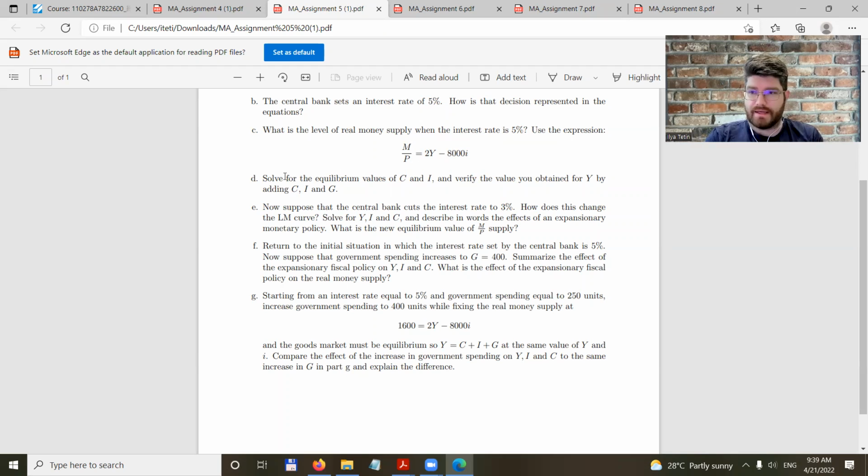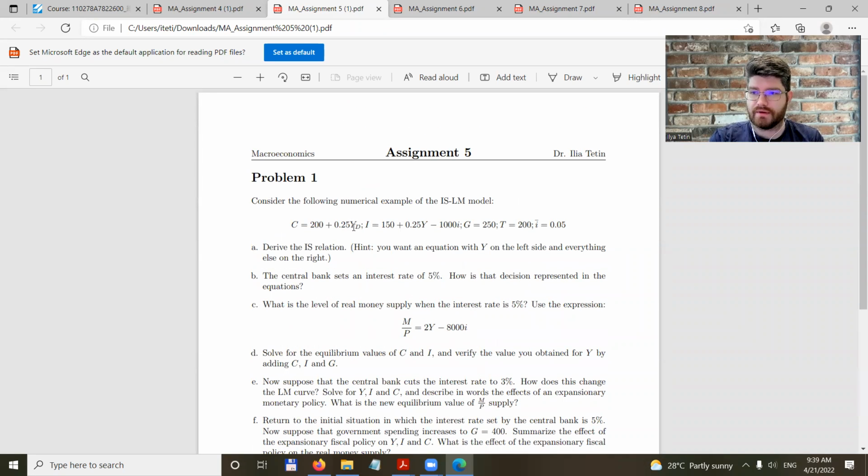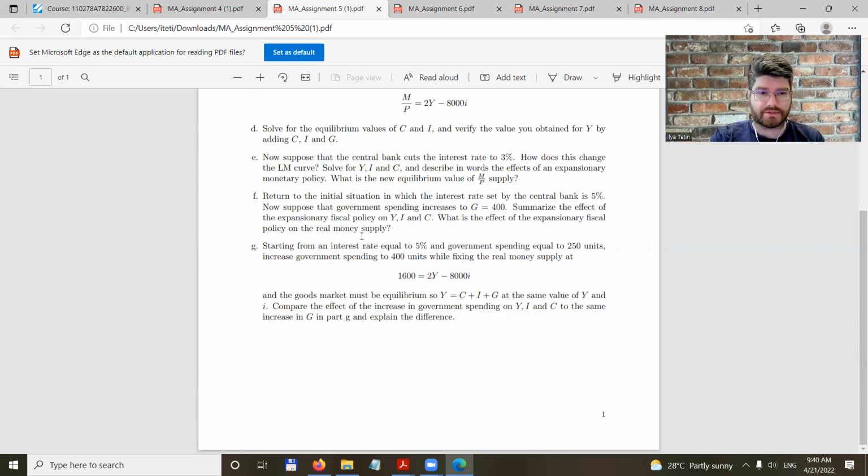Okay, next D, we solve for the equilibrium values of C and I. Equilibrium values of C will be 400, I will be 350, G is given, and C plus I plus G should end up once again at 1000. So this is like the correctness check. 400, 350, and 250 should end up with 1000.